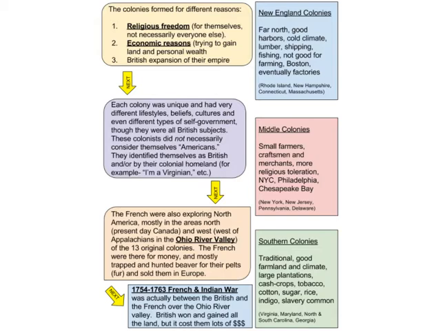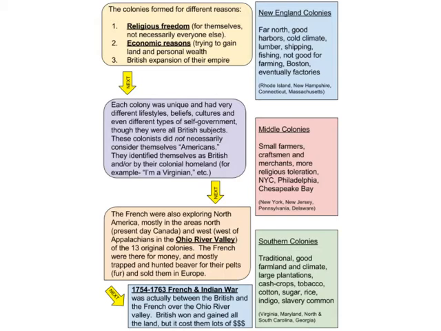All right, the middle colonies. These had small farmers, not that the farmers themselves were small, but they were small land farmers, craftsmen, and merchants. More religious toleration in the middle colonies. New York City, Philadelphia, and then in the very southern edge of the middle colonies was Chesapeake Bay. You have New York, New Jersey, Pennsylvania, and Delaware.